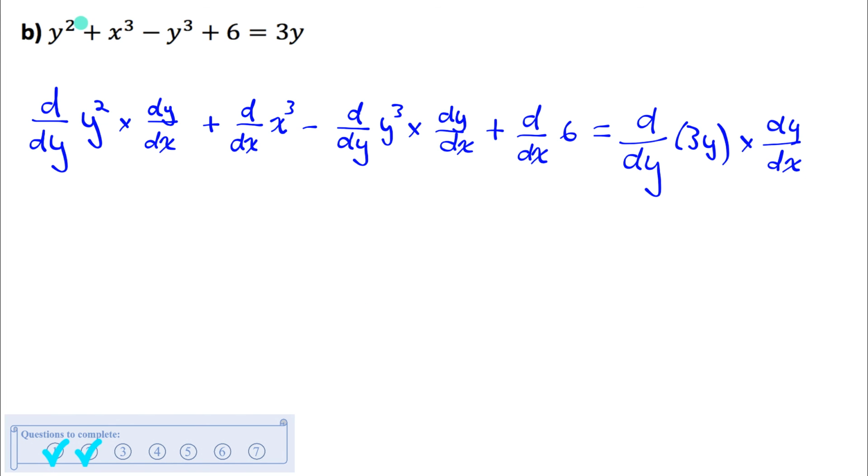So in these examples, we're trying to find dy over dx. We're trying to find the derivative with respect to x. So if we have to differentiate with respect to something other than x, we then have to multiply by the derivative of that something else, so y, with respect to x.